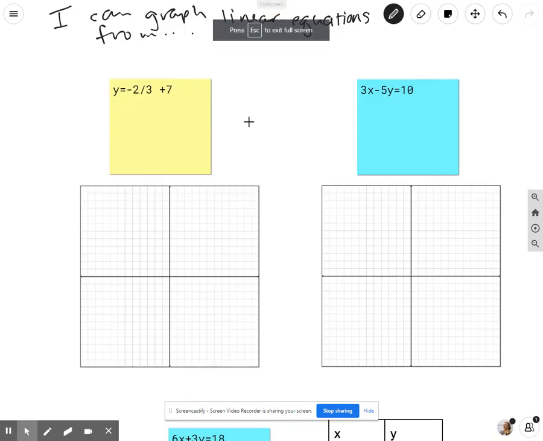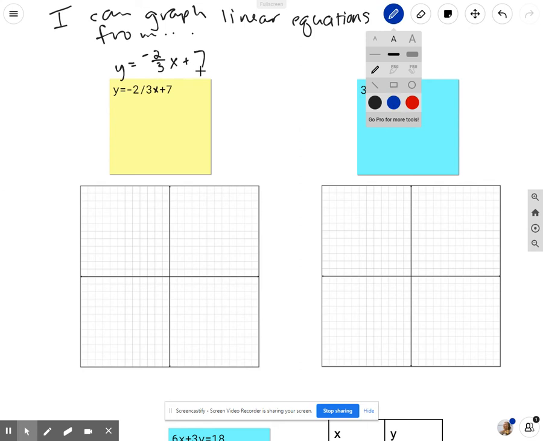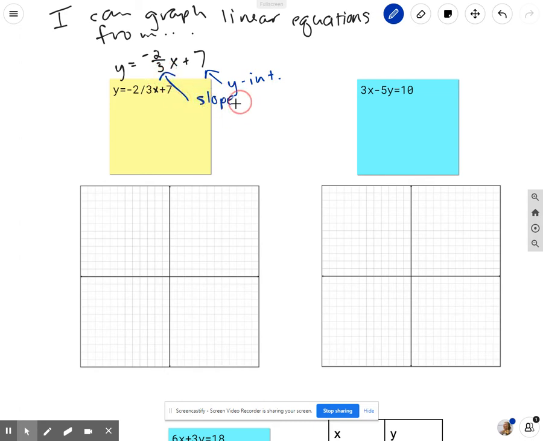Okay, let's start. We'll first look at slope-intercept form. This might look a little weird because of the formatting, but it's y equals negative 2/3 x plus 7. To graph this linear equation, we need to remember what slope-intercept form gives us: the y-intercept, and the slope. That's why it's called slope-intercept form.